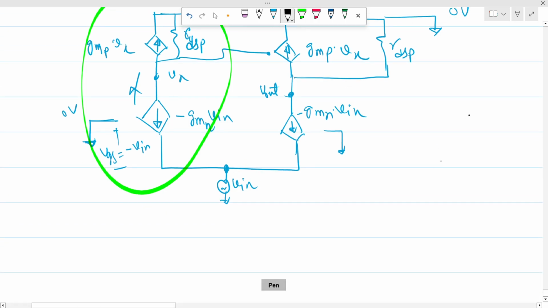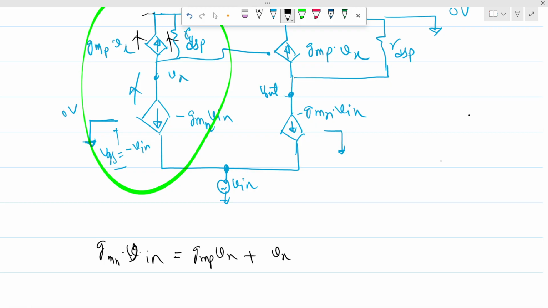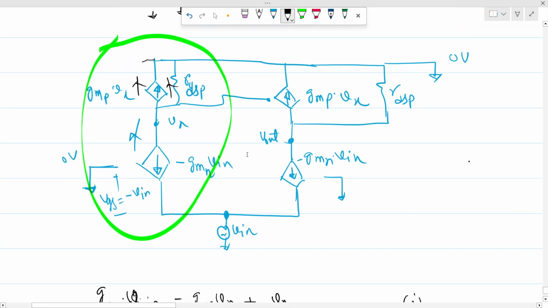The upward current is nothing but GMN Vx, which will be equal to GMN V in, which will be equal to this current plus this current, right? So this will be GMP Vx plus Vx minus 0 volt. So this is small signal ground. So this will be nothing but Vx itself divided by RDS of P. Okay. So let's say this is equation 1. Similarly, we will write the expression for this branch as well.